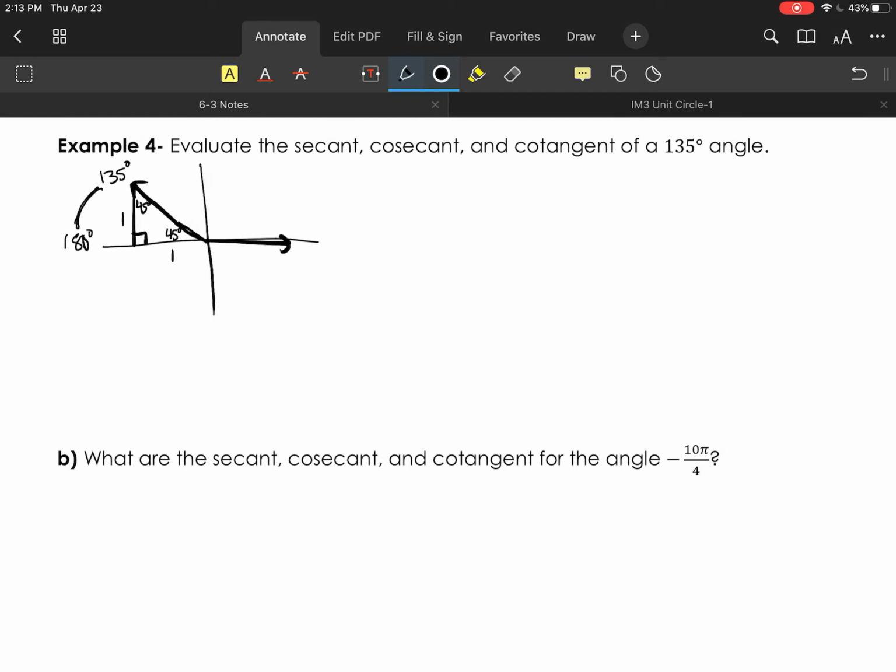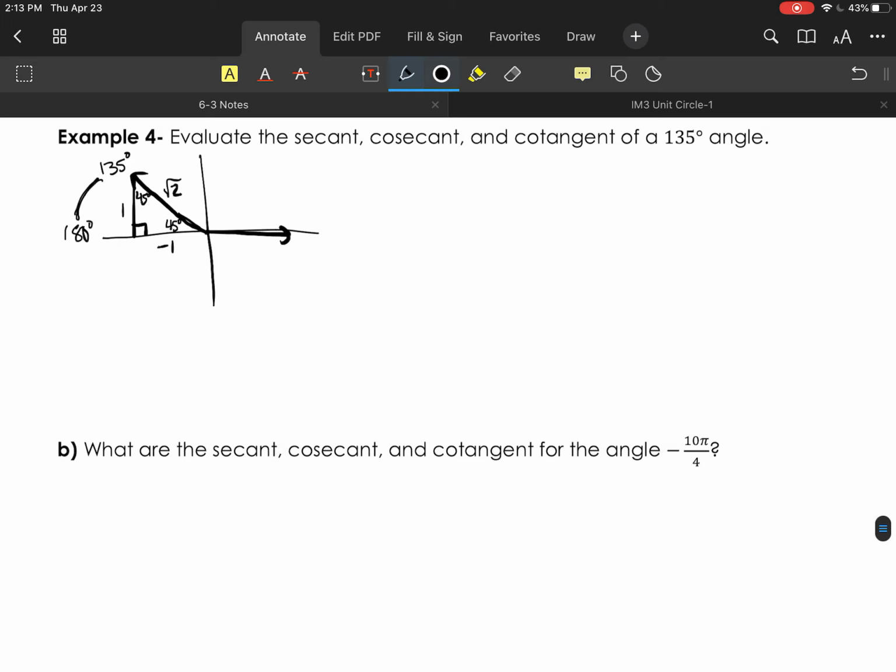The two legs of a 45, 45, 90 triangle are 1 and 1. And then your hypotenuse is radical 2. You'll notice that this bottom one is actually negative because it's to the left of the origin, okay? The other one is positive because it's above the x-axis. So I'm going to fill in these three trig functions now. So I have my secant of 135 degrees, I have my cosecant of 135 degrees, and I have my cotangent of 135 degrees. If you don't remember which one's which, you can always look back at section 6.1 where it listed out which of these ratios each one of this is.